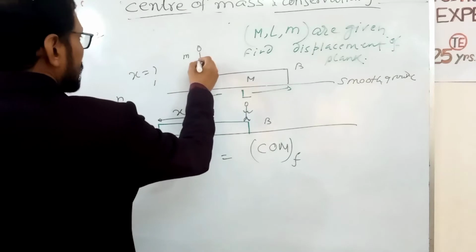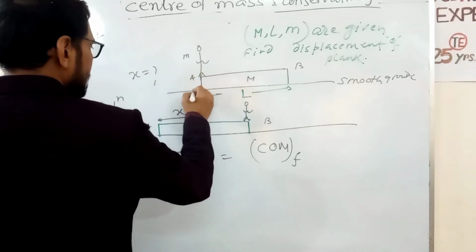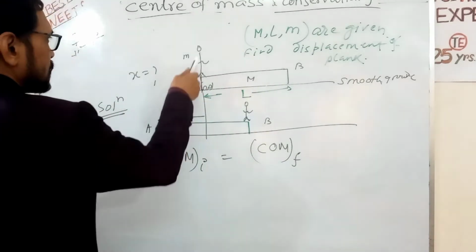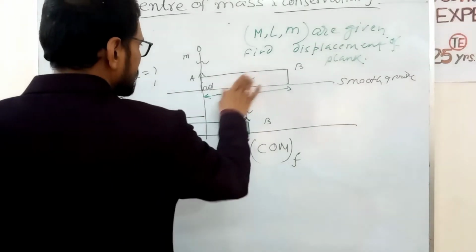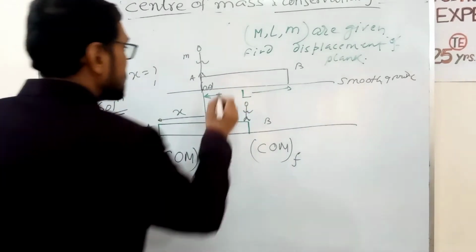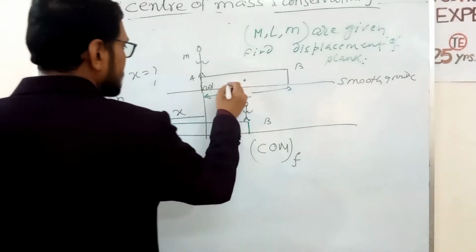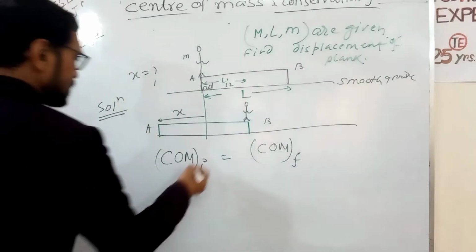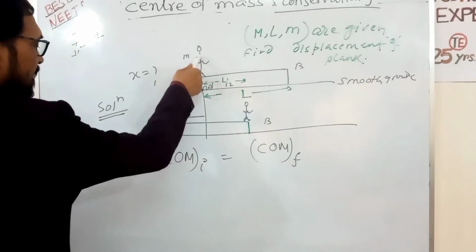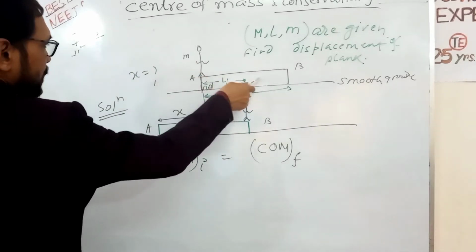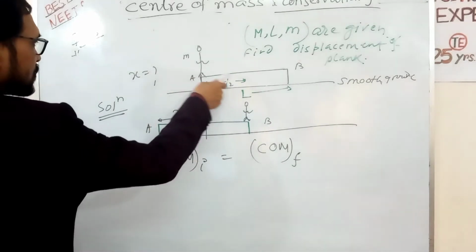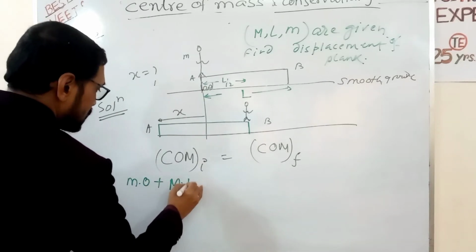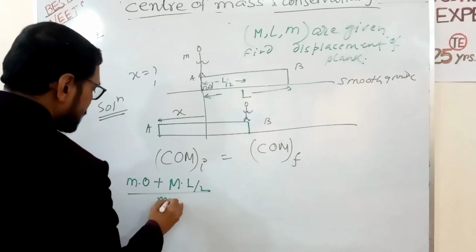Suppose this is the origin, and the X coordinate is measured from here. The man is at the origin, and the center of mass of the plank is at the middle point, that is L by 2. So the initial center of mass of the system, the man and the plank constituting the system, is M into 0 plus M into L by 2, divided by the total mass M plus M.